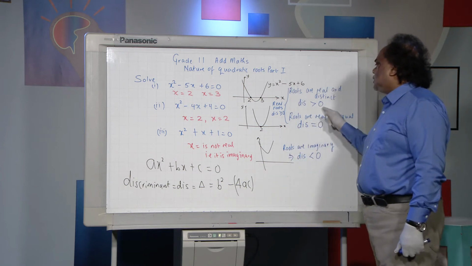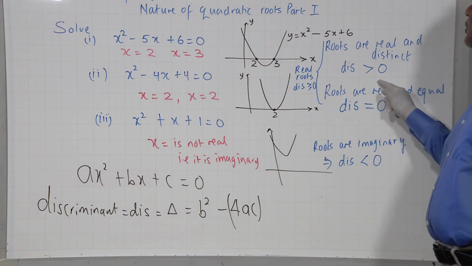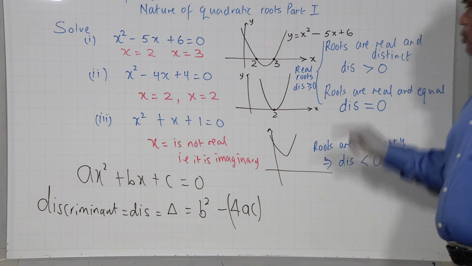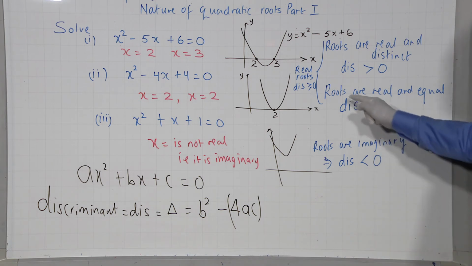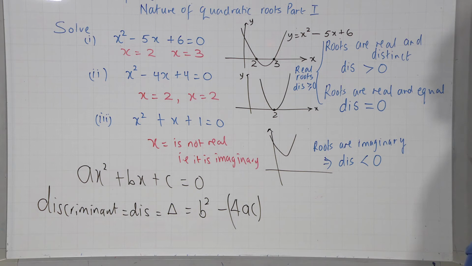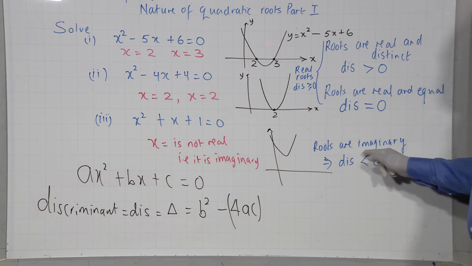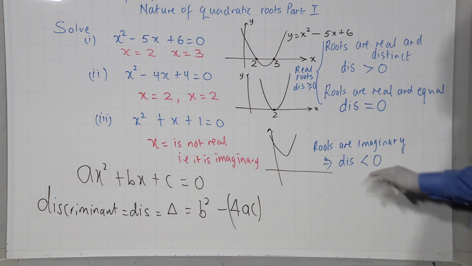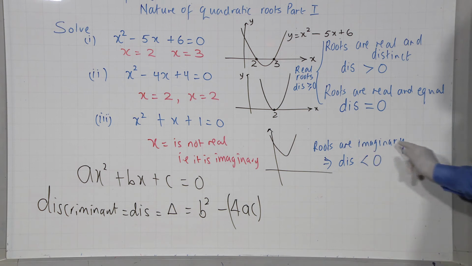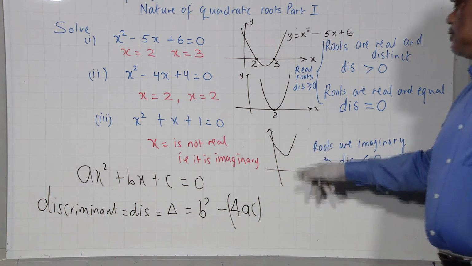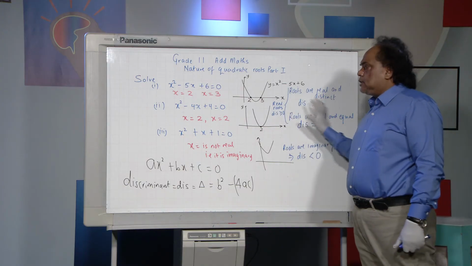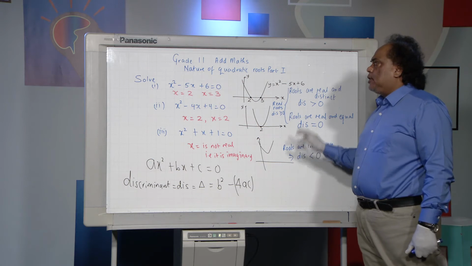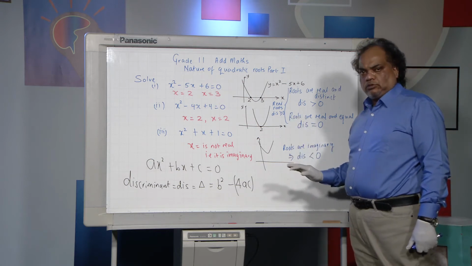If the discriminant is positive, greater than 0, then we know that the roots are real and distinct. If the discriminant is equal to 0, then we know the roots are real and equal. If the discriminant is negative, then we know that the roots are imaginary. That is, the curve will neither touch nor cut the x-axis. So, these are the rules that you need to remember on nature of quadratic roots.